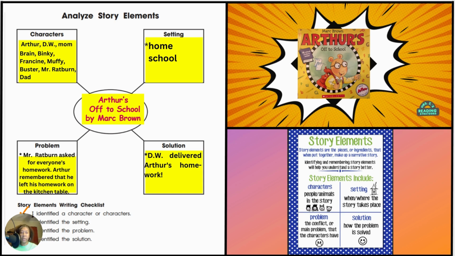Now, within the story, we also read about Brain. These are his friends, Binky, Francine, Muffy, Buster, Mr. Ratburn, who was his teacher, and Arthur's dad. These are all the characters in the story. Remember that some of them were major characters, some of them were minor characters. All right, boys and girls, thumbs up if you understand the characters in the story. Now, what did the characters do in the story?